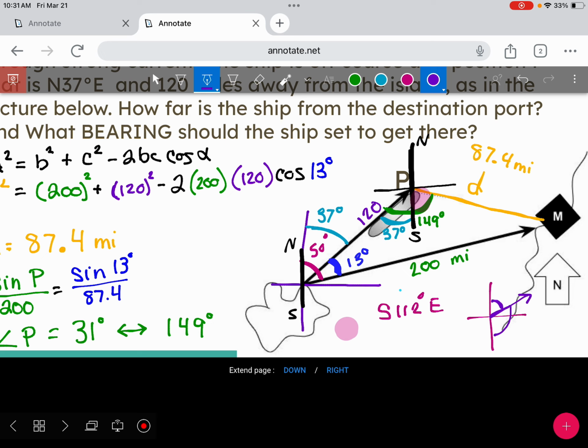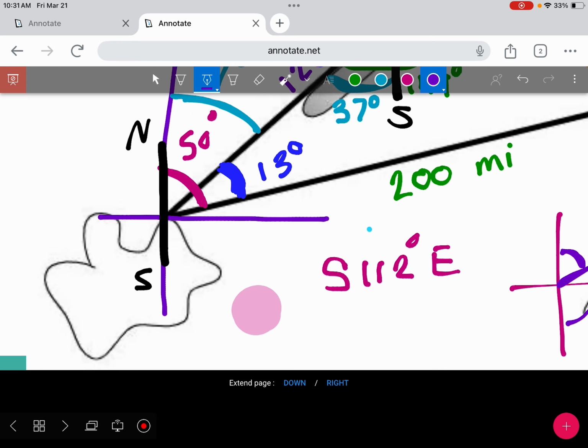What's this angle? The 37. Straight line, 112. 68 plus 112 gives us 180, yes? So I could write this bearing as south 112 east, or I could go from the north and go 68 to the east. I would accept both, because these are weird.